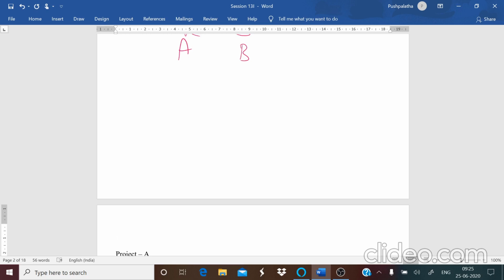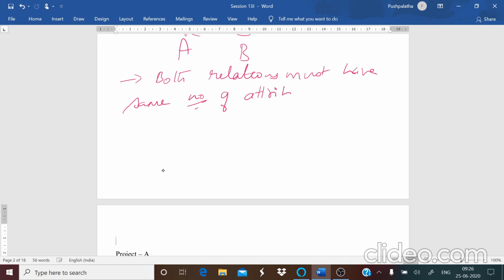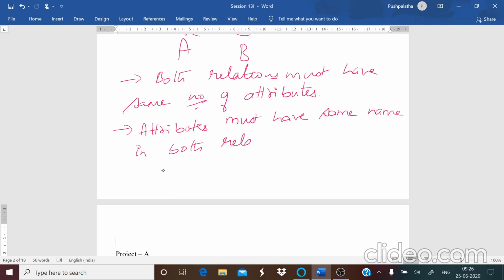For a union operation, both the relations must be compatible. That is, if you are talking about A and B, both the relations must have the same number of attributes, and also the attributes must have the same name in both relations, and the domains must be compatible.